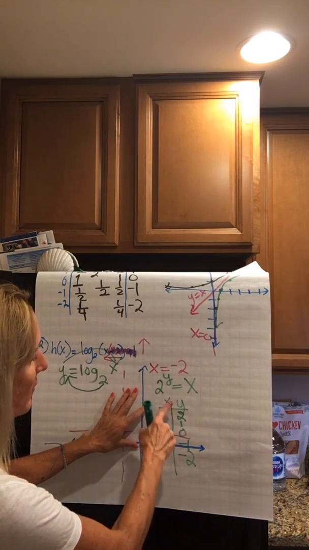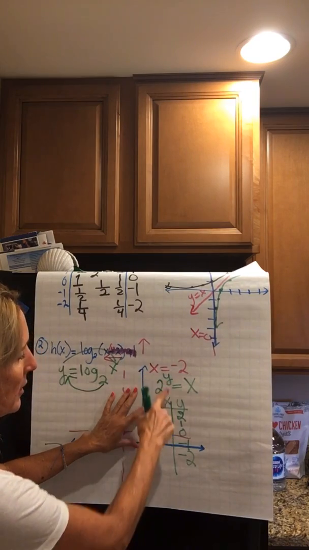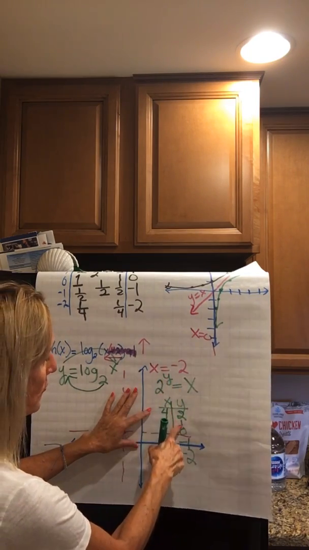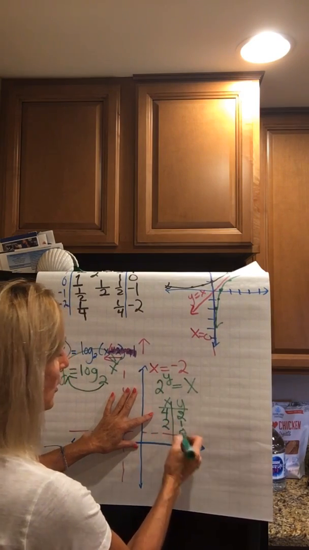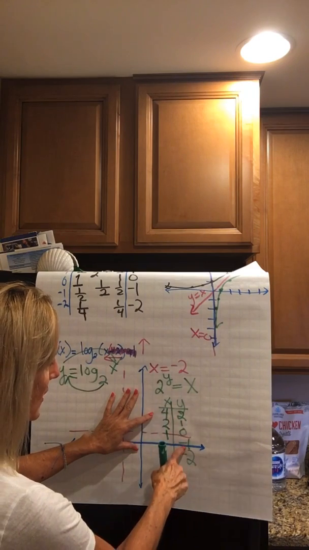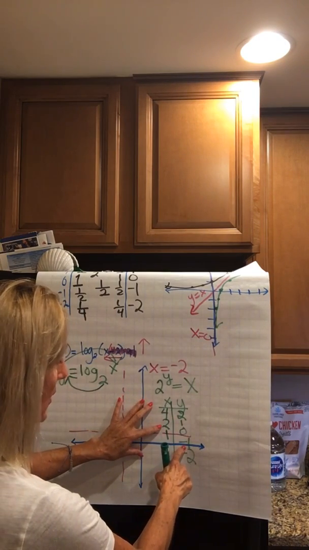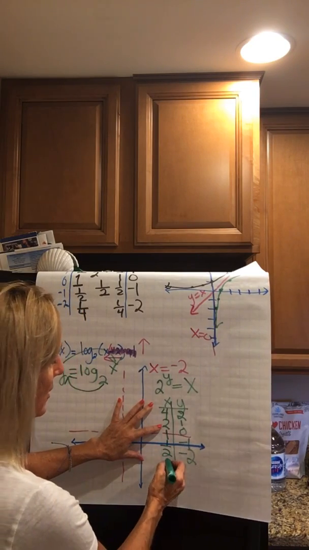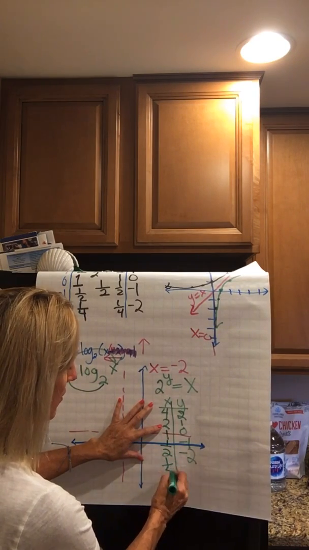So now, if I put in 2 to the y, 2 squared is 4. 2 to the first equals 2. 2 to the 0 equals 1. 2 to the -1 equals, okay, I'm just going to flip it, 1/2. And 2 to the -2 equals 1/4.